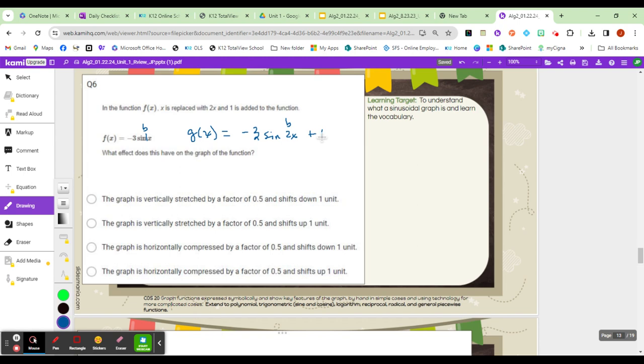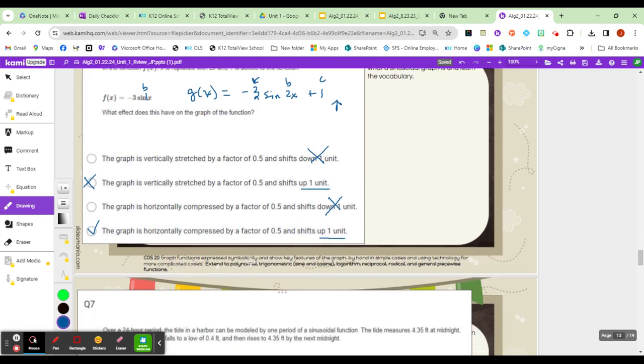And then this 1, this is your C value. This is going to send the graph up 1. So we know it's not down 1. We can eliminate the first and the third, and then we can figure out what's going on here. If the graph is vertically stretched, then they're going to be making this number larger. So it's not vertically stretched. So we can eliminate this one, and it would be a horizontal compression. You could also put those two equations in Desmos and look at those that way.